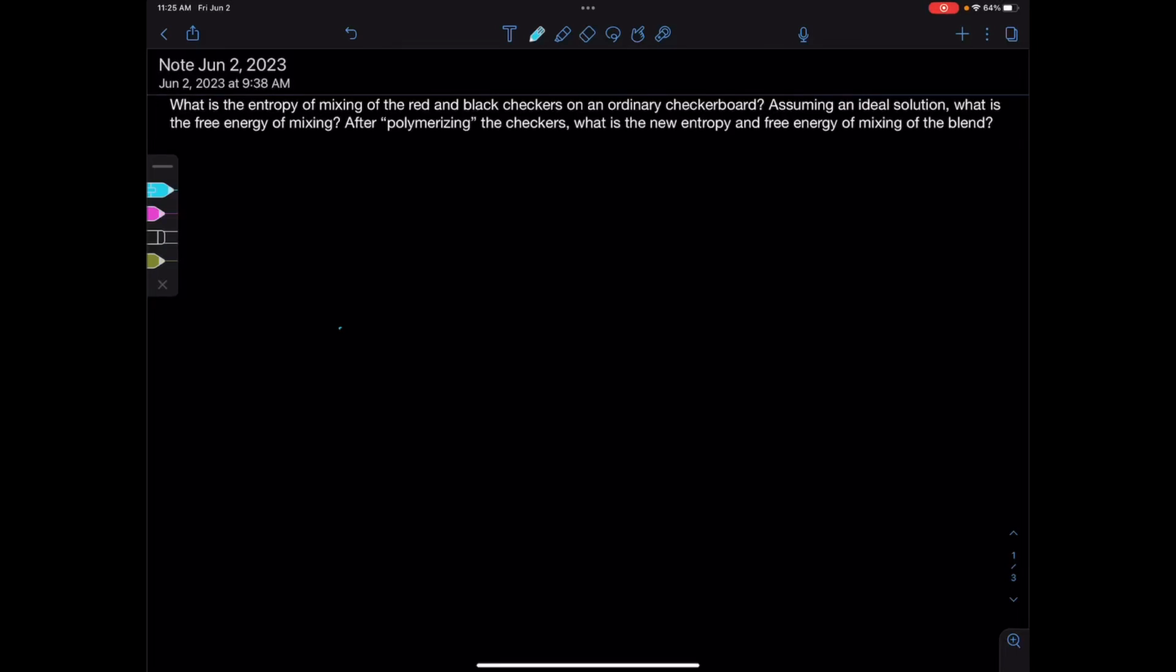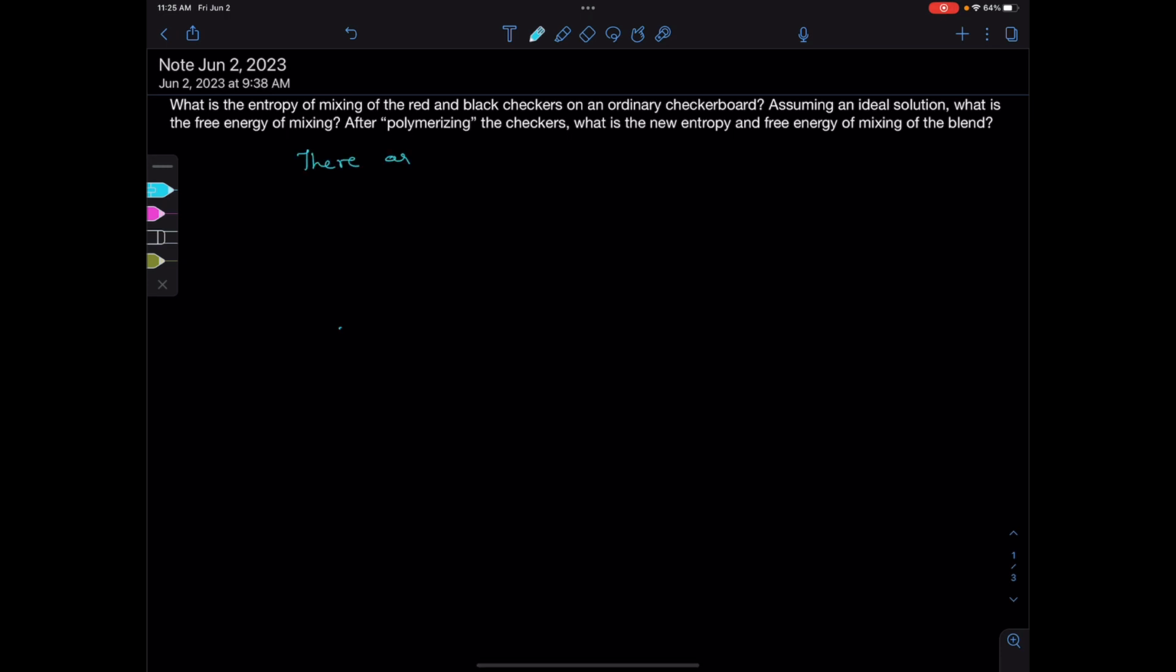What is the entropy of mixing of the red and black checkers on an ordinary checkerboard? Assuming an ideal solution, what is the free energy of mixing? After polymerizing the checkers, what is the new entropy and free energy of mixing of the blend?